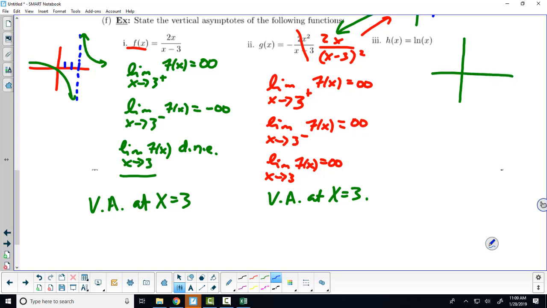Yeah, so the domain goes from 0 to infinity, not including 0. Good. There's one nice point on it. What is it? We could put that on there. What's the natural log of 1? 0. Natural log of 1 is 0. Okay. So the graph of the natural log curve looks something like this.